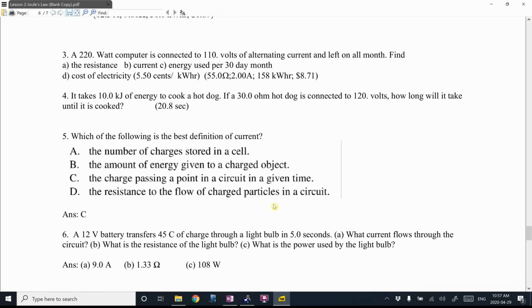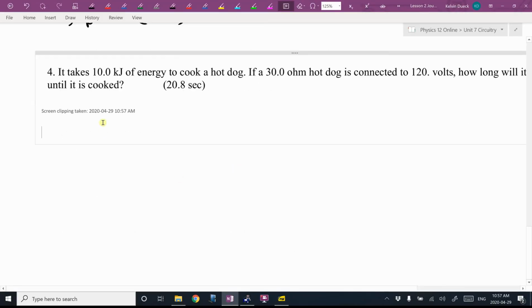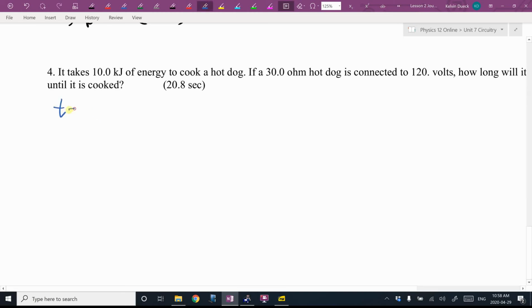Next question, number 4. It takes 10 kilojoules of energy to cook a hot dog. If a 30 ohm dog is connected to 120 volts, how long will it take until it is cooked? Okay, they want me to find time. I have energy, 10,000 joules, 10 kilojoules. I have resistance, 30 ohms.